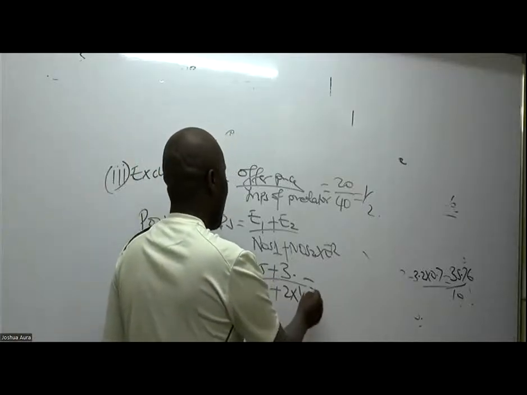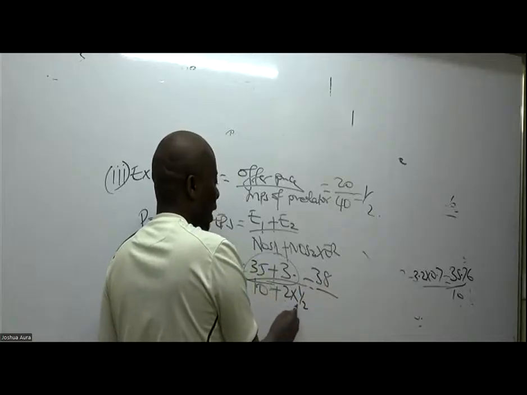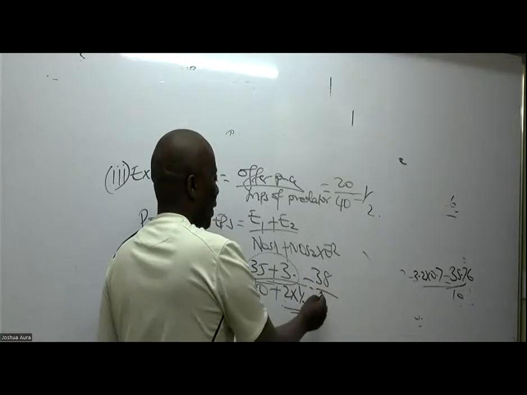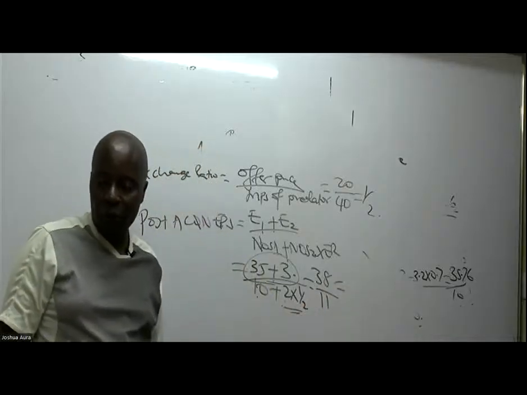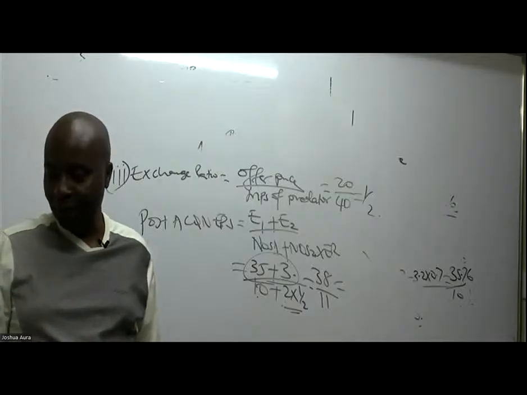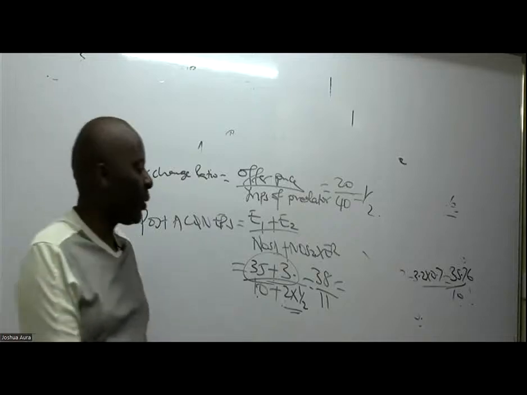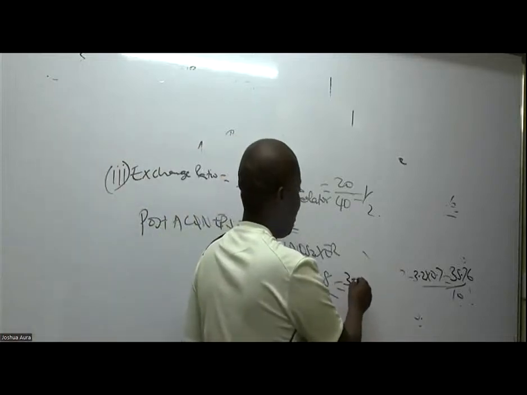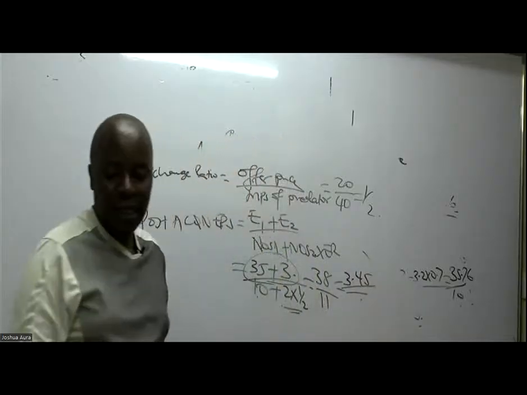So again, you have to be careful. The numerator is 38. The denominator is 2 times a half, which is 1. 10 plus 1 is 11. So 38 divided by 11 will end up giving me 3.45.